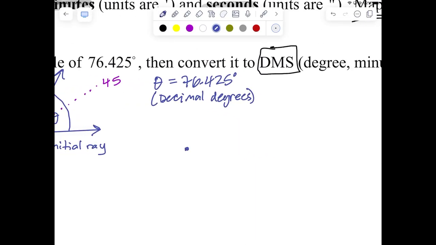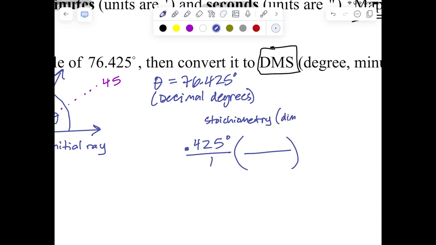We're going to take the decimal part, 0.425, and that's going to be in degrees, and we're going to multiply it by the number that will allow us to convert it to minutes. Now, I want to get you used to stoichiometry. It's going to be easier stoichiometry than in your chemistry class, but it's basically looking at factors equivalent to one. This is also called dimensional analysis. If you don't like stoichiometry, you can call it dimensional analysis.